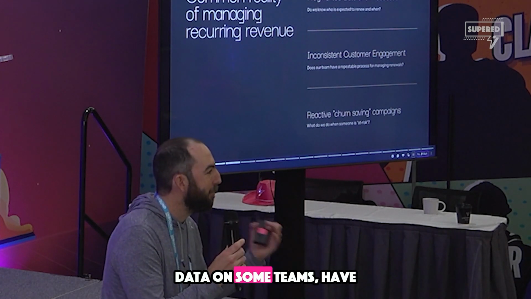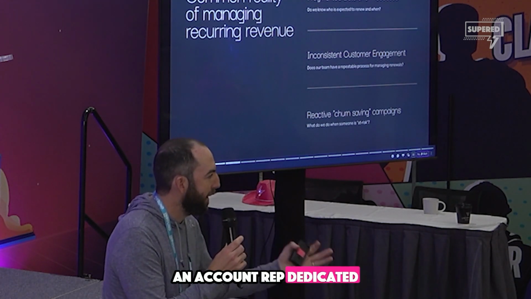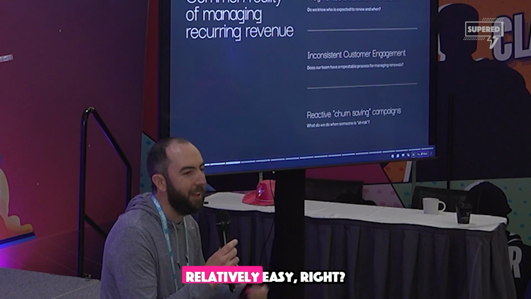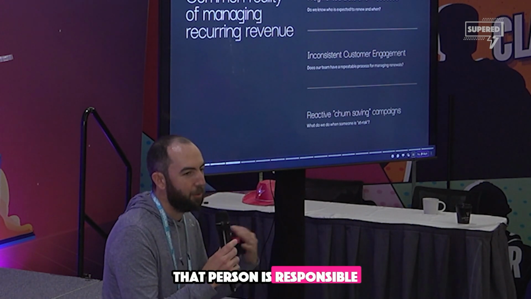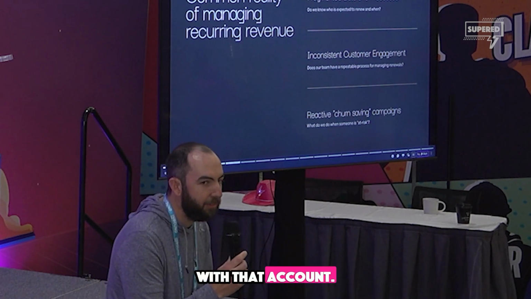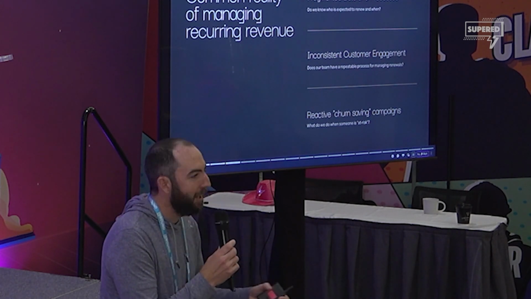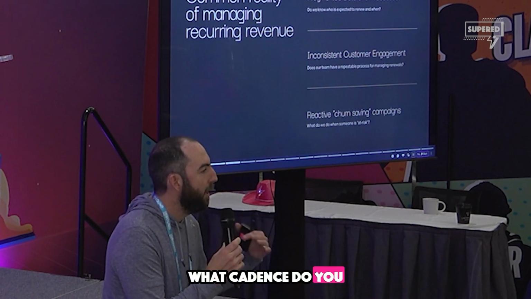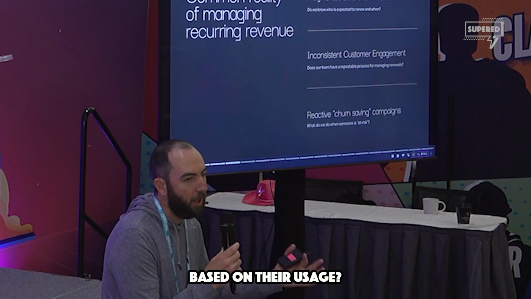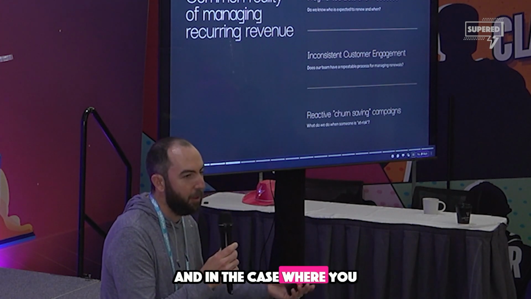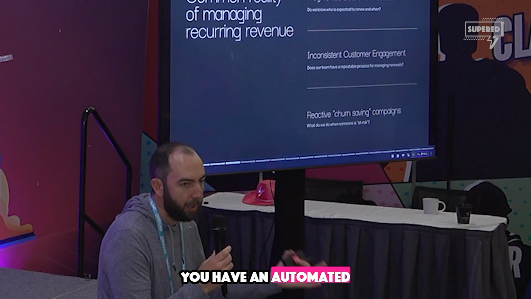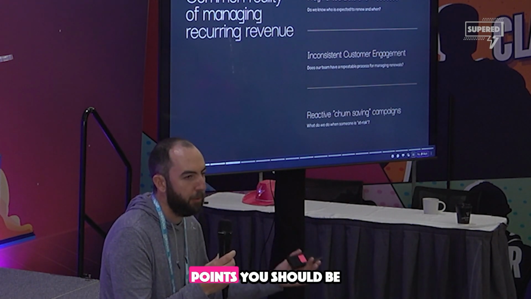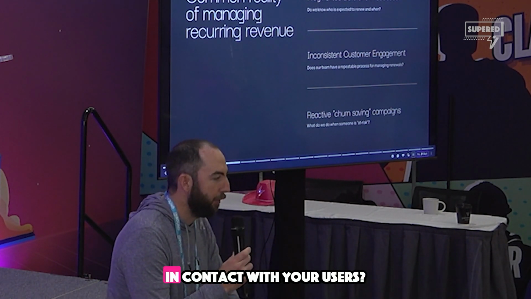Inconsistent customer engagement. Some teams have an account rep, dedicated point of contact for each account that you've closed. In that case, it's relatively easy, right? That person is responsible for communication with that account and managing that process. Even when that's the case, at what cadence do you reach out to people? At what cadence do you engage with folks based on their usage? And in the case where you have a more scaled model, you have an automated motion, you have a lower touch engagement, like what are the points we should be reaching out and keeping contact with your customers?